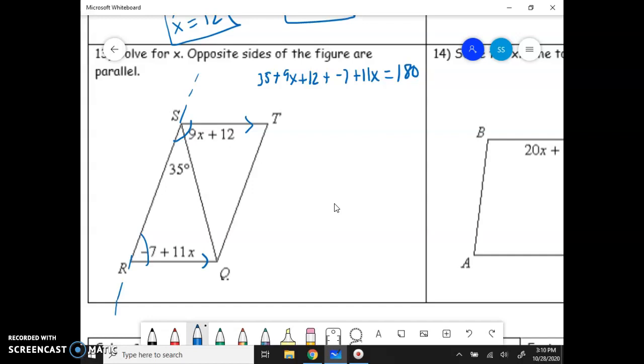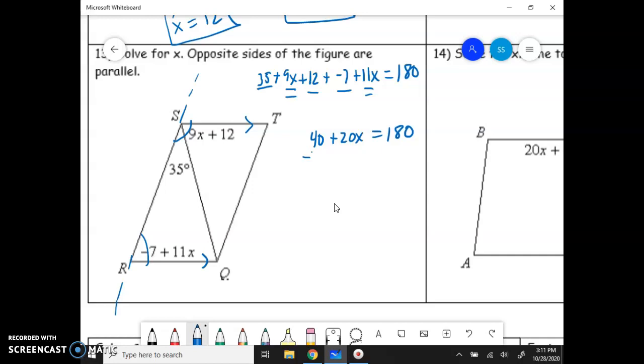We need to just go ahead and combine like terms and it'll look a little bit nicer. So we're going to combine all of our constants. We've got 35 plus 12 minus 7, which I believe is 40. And add up our x's, which would be 9 plus 11, which would be 20x. And drop down the equal sign and the 180. Now it looks a lot nicer.